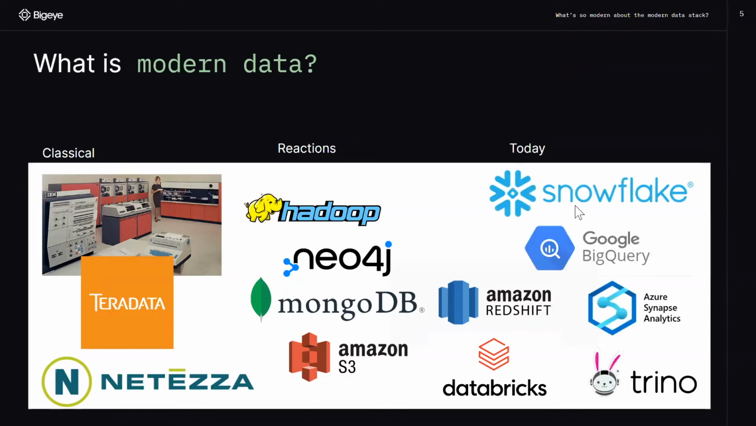And then finally, where we are today with things like Snowflake, BigQuery, Azure Synapse, and Trino, these things look and feel like a traditional database, like a traditional data warehouse, but they're built upon these more extreme reactions in the data architecture space. So this is really talking about the core of the modern data stack, the data warehouse, the database that's used to store and query the data.